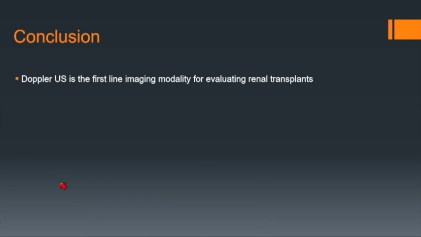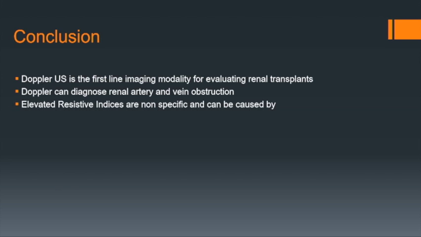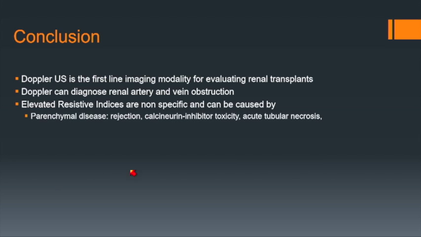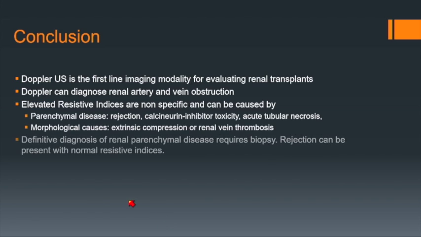So in conclusion, Doppler ultrasound is the first-line imaging modality for evaluating renal transplants. Doppler can diagnose renal artery and vein obstruction. Elevated resistive indices are nonspecific and can be caused by parenchymal disease and morphological causes. Definitive diagnosis of renal transplant disease requires biopsy. Rejection can be present with normal resistive indices.